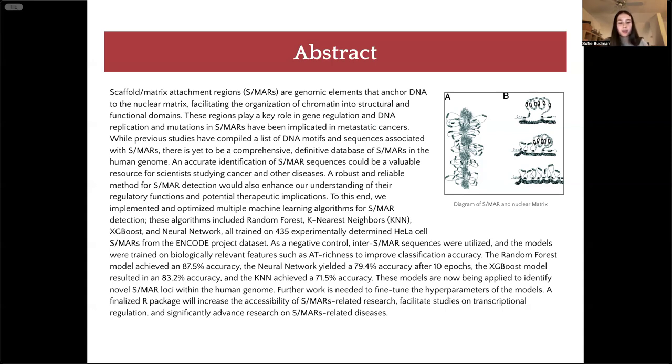Our project aims to fill that gap by using machine learning models to detect SMARs accurately and consistently, an advancement that could enhance cancer research and deepen our understanding of genome organization. On the right, we can see a diagram of SMARs in the nuclear matrix.